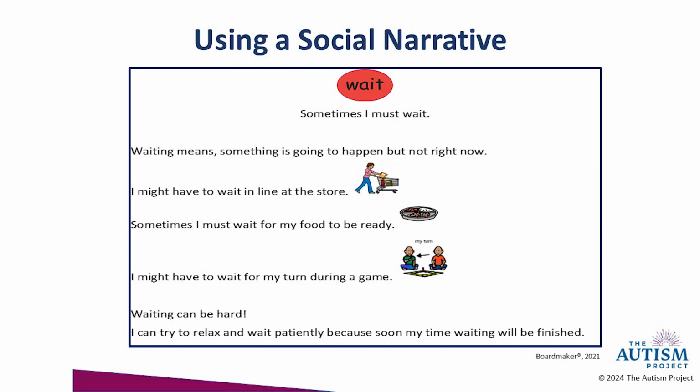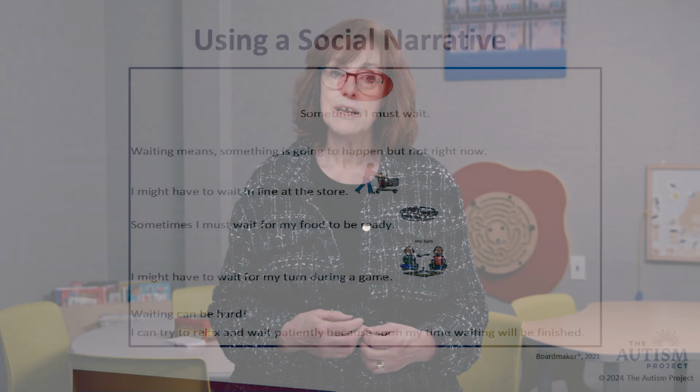Sometimes I must wait. Waiting means something's going to happen, but not right now. I might have to wait in line at the store. I might have to wait for my food to be ready. I may have to wait for my turn during a game. Waiting can be hard. I can try and relax and patiently wait till it is my turn or till we'll be finished. So we're explaining the situation. We're telling the person this is what they can do in a very concrete visual way.